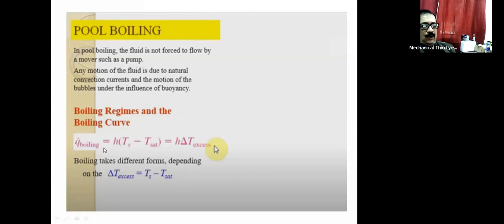Now, what is this boiling? Heat flux in boiling is h times Ts minus T saturation, and this is known as T excess, meaning temperature excess over the saturation point. Only then will the liquid convert into gaseous form. So boiling takes different forms depending on this temperature difference, the T excess over the saturated temperature. Different regimes were defined, that we have seen in the last slide.